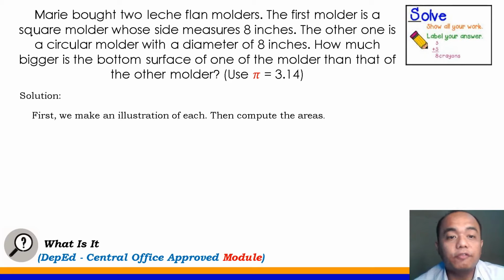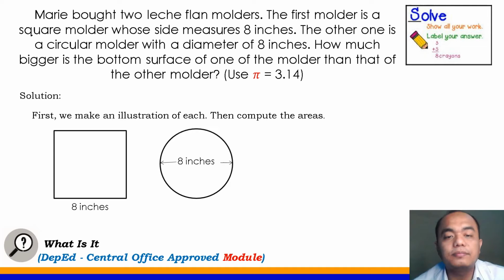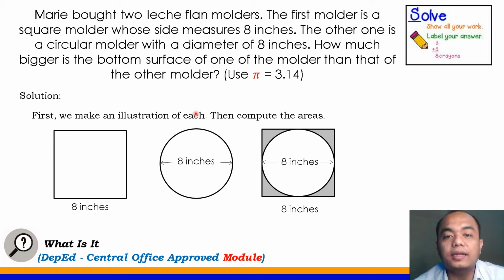So in solving, first, we have to illustrate the problem. Okay, this is part of solving. We have to illustrate the areas of the leche flan molders. Ito yung square na molder ng leche flan, which is 8 inches ang kanyang side. Ito naman yung dimension, class, ng ating second molder, which is the circular molder. Yung diameter niya, class, is 8 inches. Okay? So, ito yung mga molder ng ating isosolve. So, i-compare natin ang kanilang sizes o kanilang area at ito yung mangyayari sa kanila.